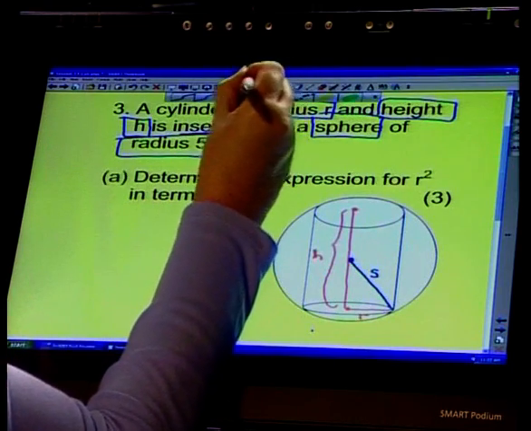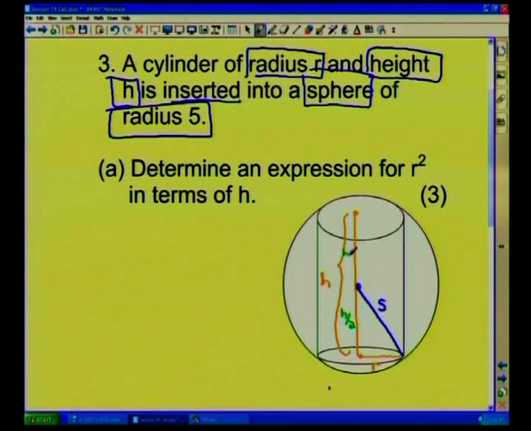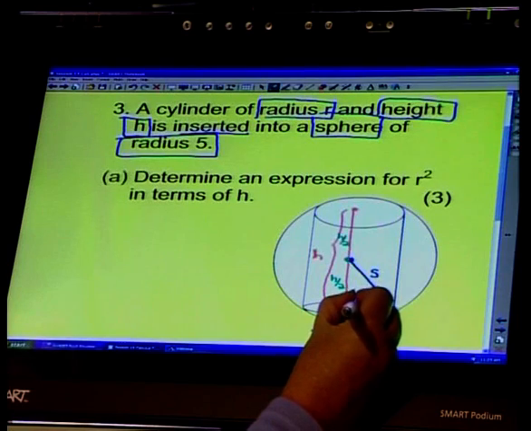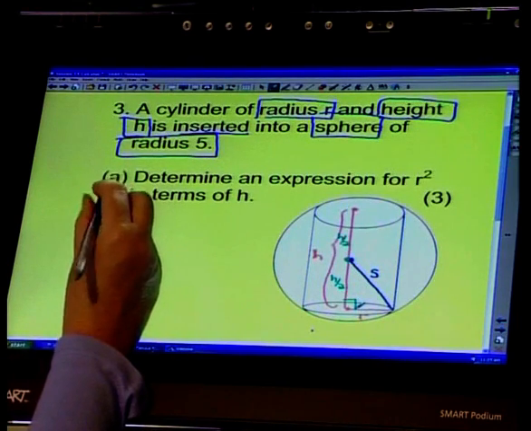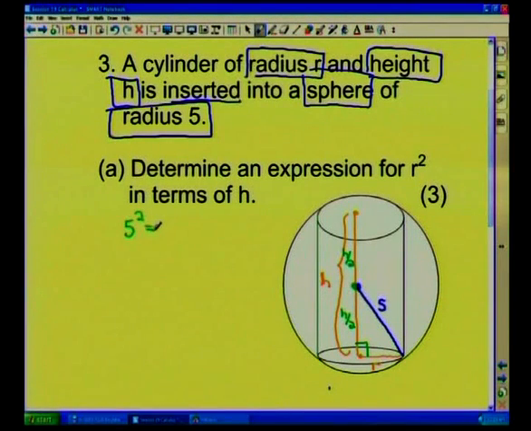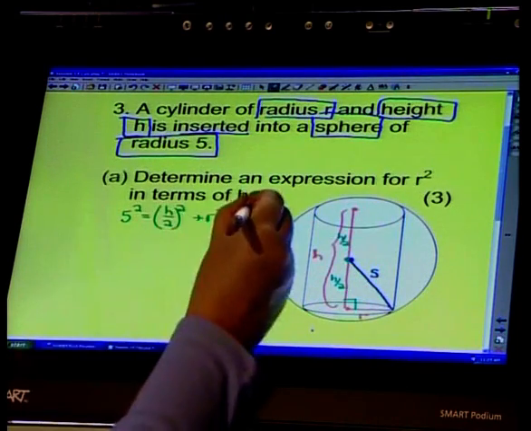Well, if the total height of the cylinder is h, do you agree with me that this would be h over 2 and this would be h over 2, because that center of the sphere would be the same either end. It would be nice and symmetrical. So in actual fact, to find an expression in terms of h won't be that hard, because we know this would be a right angle. In other words, from Pythagoras' theorem, 5 squared will equal h over 2 squared plus r squared. The hypotenuse squared equals the two sides containing the right angle squared and added together. There it is. That's Pythag.